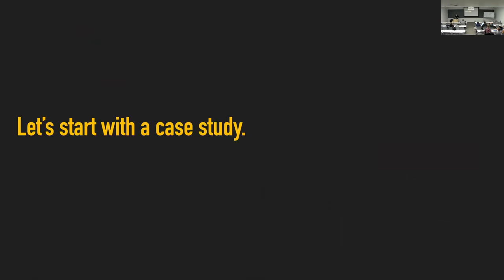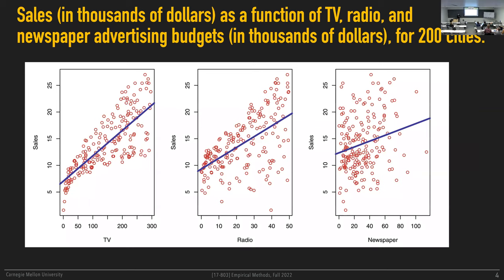Okay. All right, so let me start with a case study. Let's say we have some data. We have the three media through which we've been advertising, maybe political ads for political campaigns, what have you. TV ads, radio ads, and newspaper ads. And we've spent, you see on the y-axis, how much we've sold of some product.